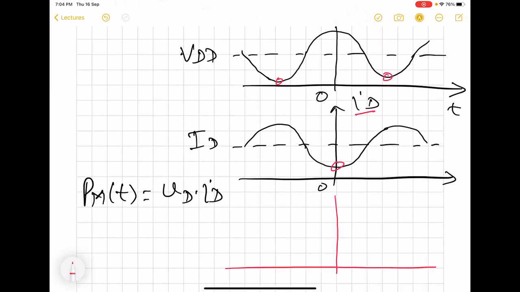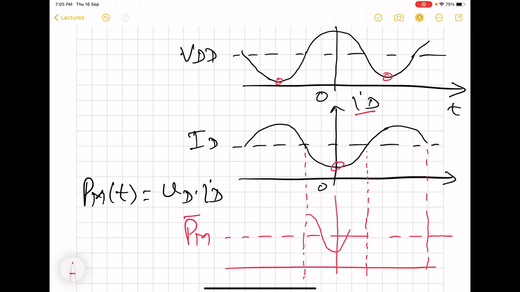So there will be certain power, DC power, that is the P average in fact, and about this we will now have a waveform whose period is going to be half of the period of these voltage and current waveforms. Like this. So this is the PM max.